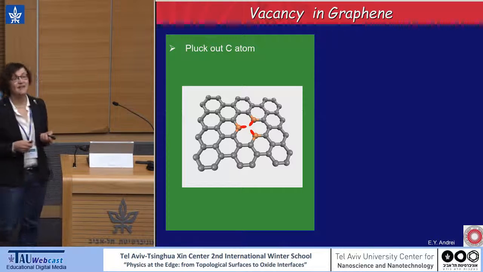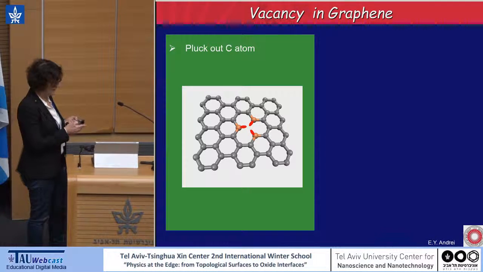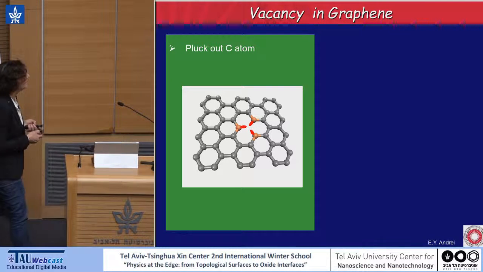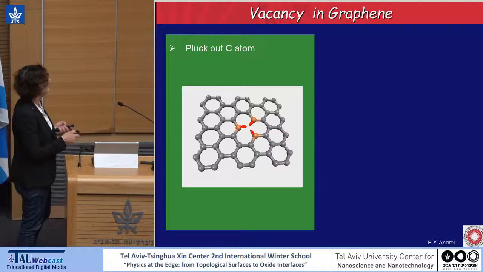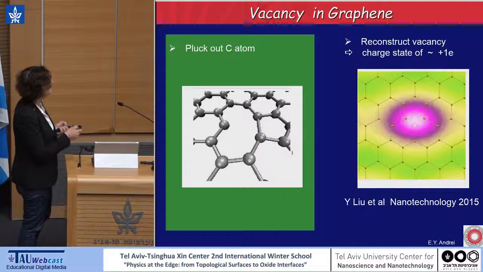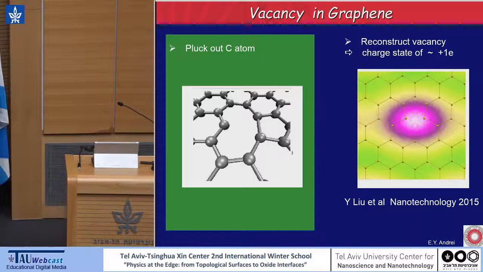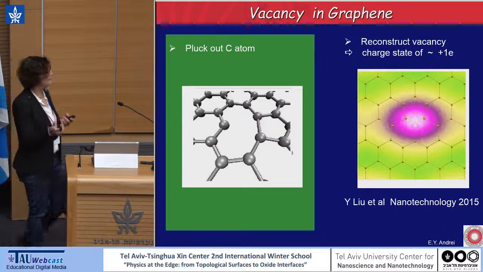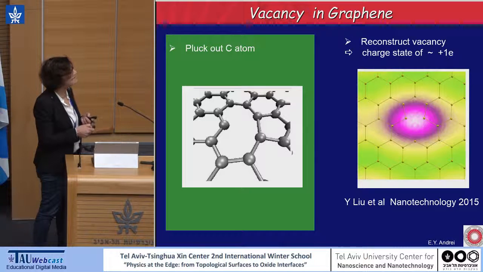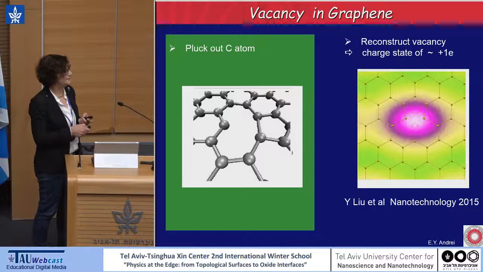So when you pluck out a carbon atom from graphene, of course you break the AB symmetry, but you have 3 sigma bonds dangling left. 2 of them combine, hybridize, and in the end you're left with a 5-9 reconstructed vacancy like this, which has a magnetic moment, as I said, but it also carries a charge of 1. And this is a numerical calculation.